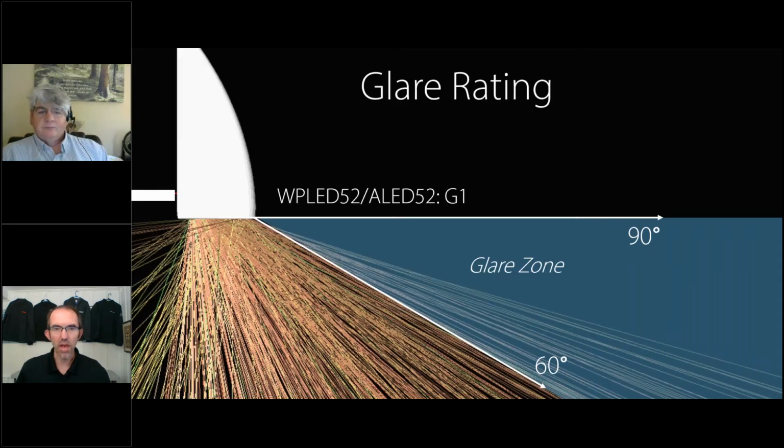Excellent. So the next one that we have here is the glare rating. To give everybody here on the webinar an idea, this is our WP LED 52, which is basically the same thing as our A LED 52. We see some of those rays in the 60 to 90 degree zone. We can see that this one has a glare rating of G1.